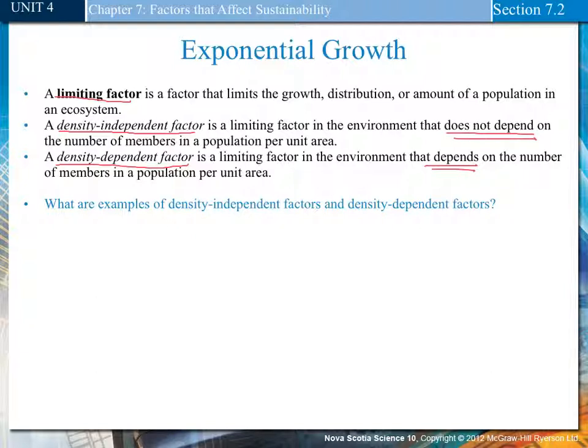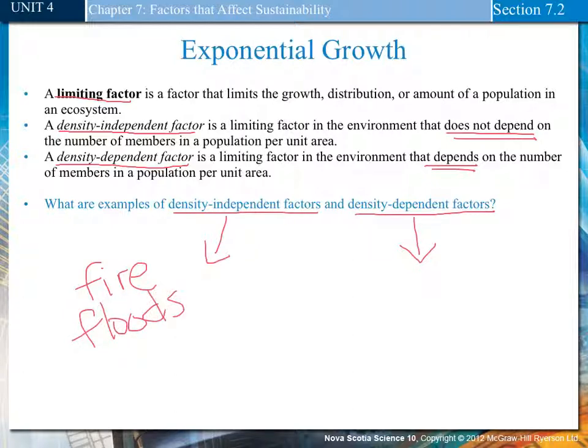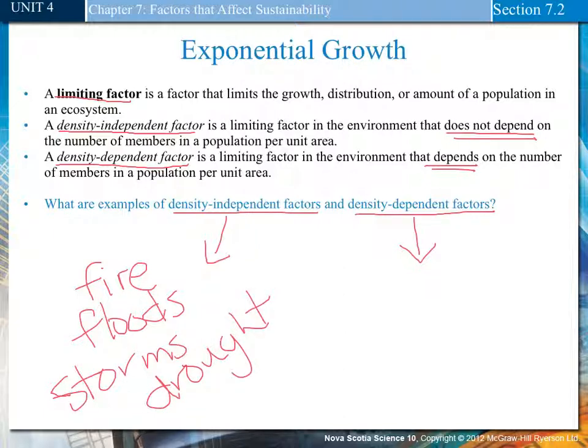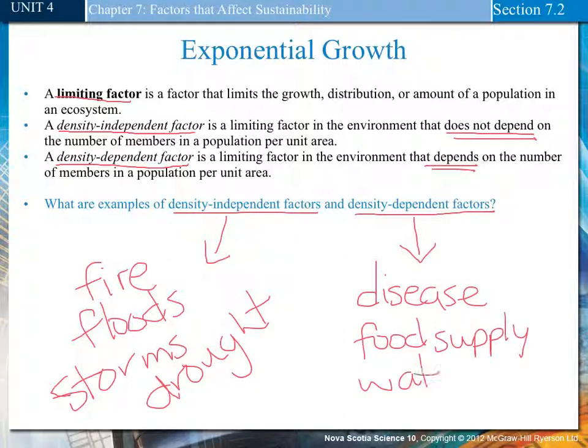What are examples of density dependent factors and density independent factors? Well, independent factors would be things like fire, floods, storms, drought. Density dependent factors would be disease, food supply, water supply.